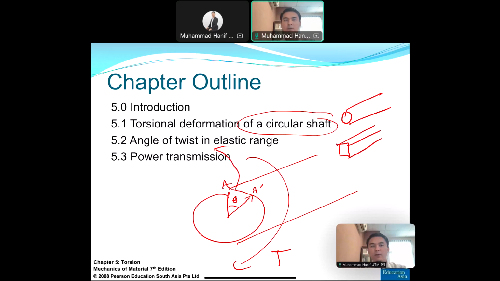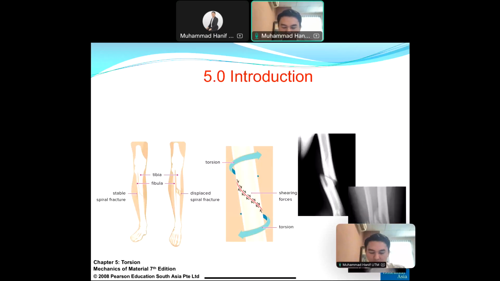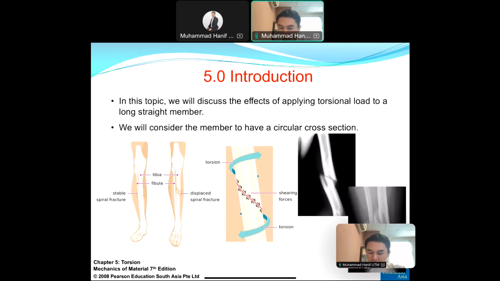It is necessary to learn this for biomedical engineering students. Let's say you want to work as an engineer in industry to design something like a prosthetic leg, for example, then you have to understand power transmission. Okay, we move to the introduction. I already explained it in the class, but this is just a quick explanation.